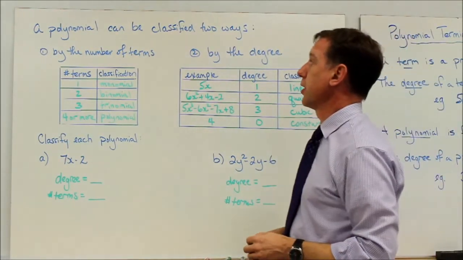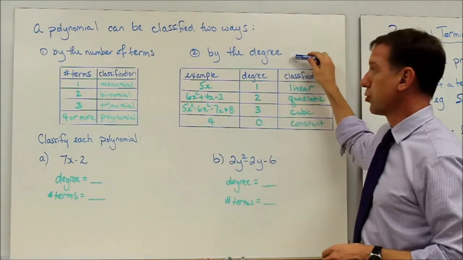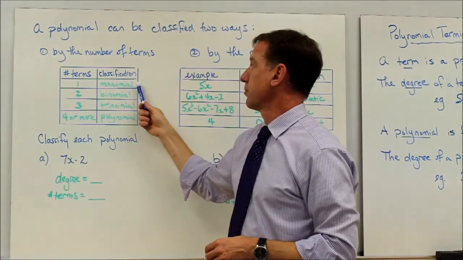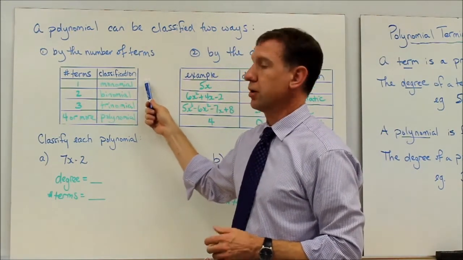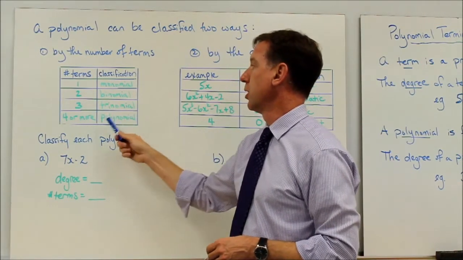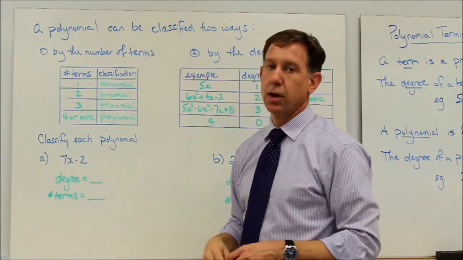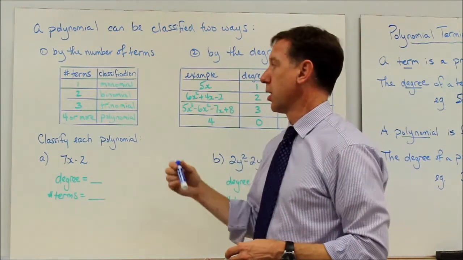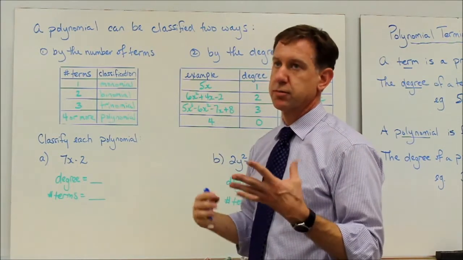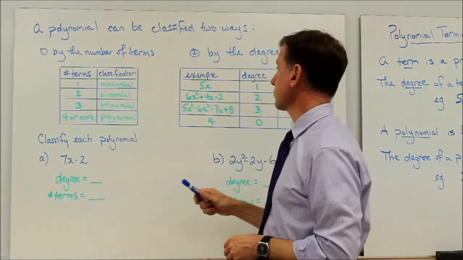Okay, next, we can classify polynomials by the number of terms. We can also classify by the degree. So to start off with, if you have a single term, that's known as a monomial. If you have 2 terms, it's a binomial, 3 terms, a trinomial. If you have 4 or more, anything after that, it's simply called a polynomial. Poly meaning multiple or multi. So anything more than 4 terms, 5 terms, 6 terms, 7 terms, whatever it happens to be, is just going to be called a polynomial.